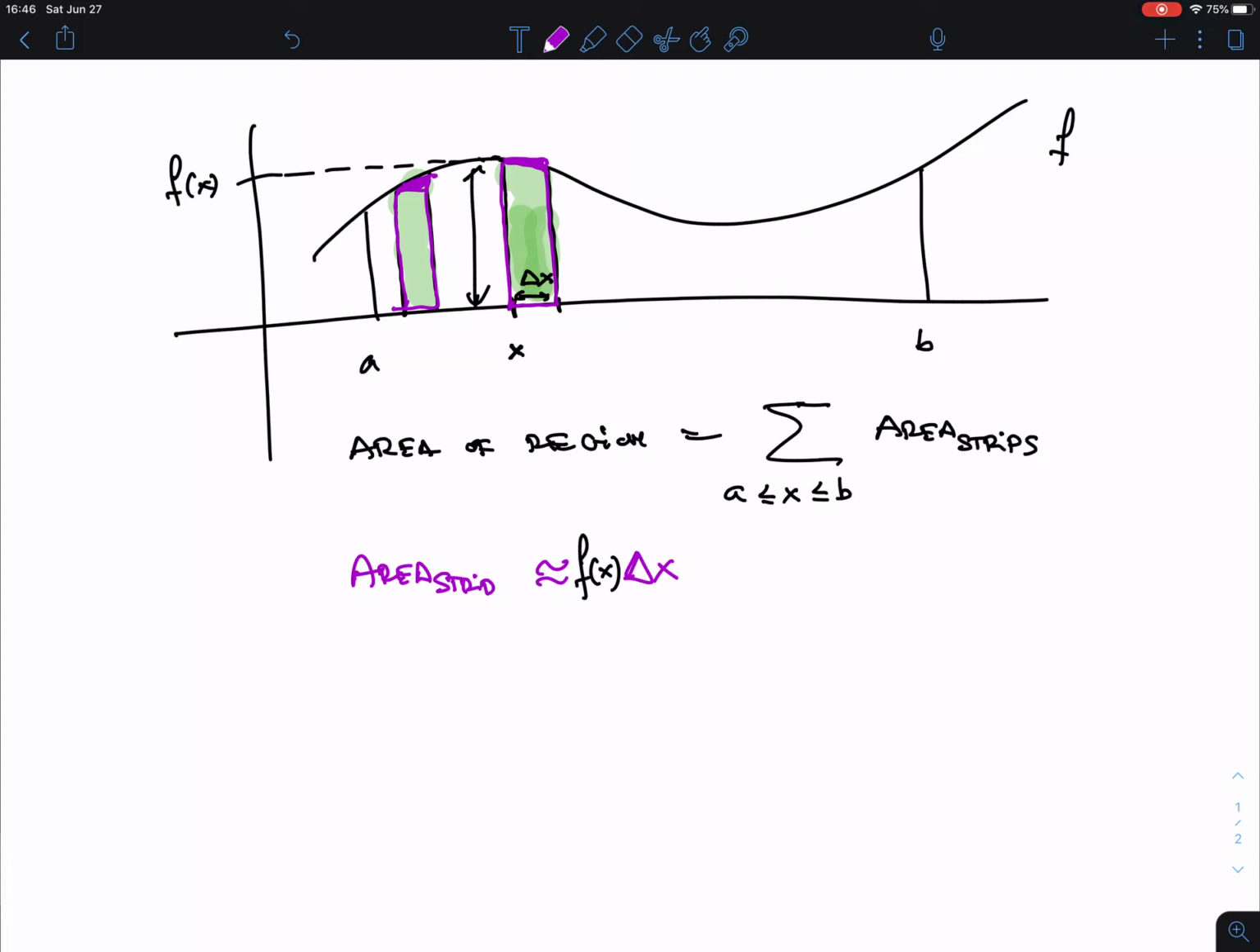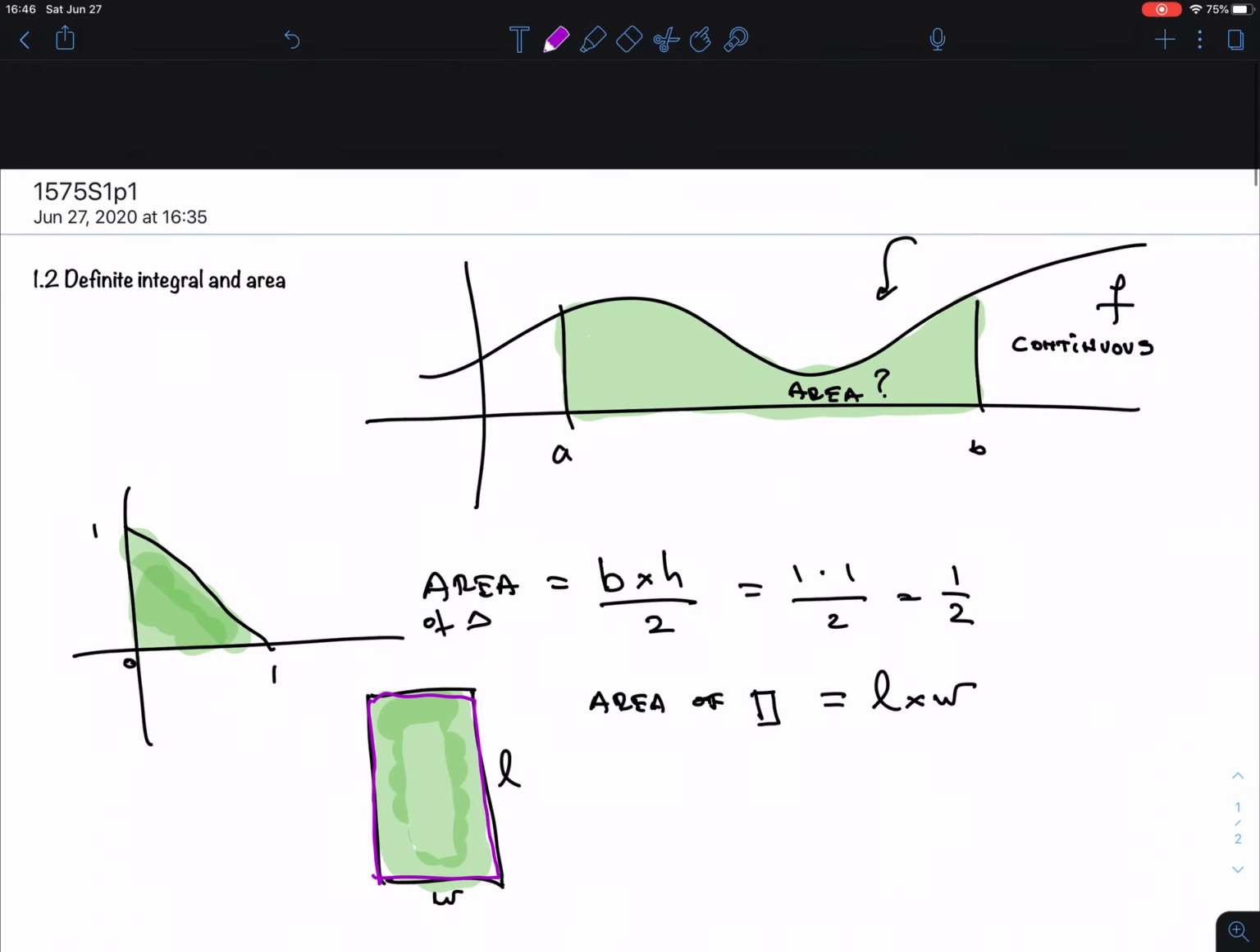But approximately is not good enough. We want equal. Now let's look here.